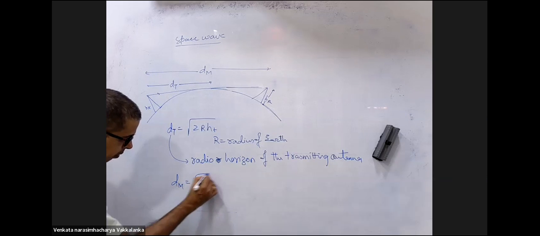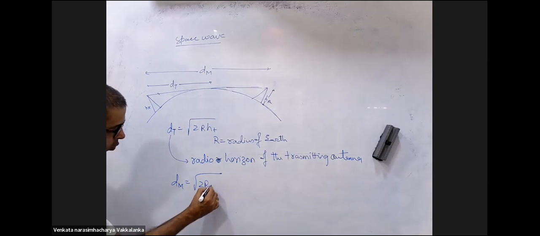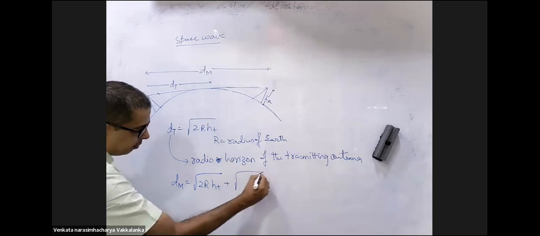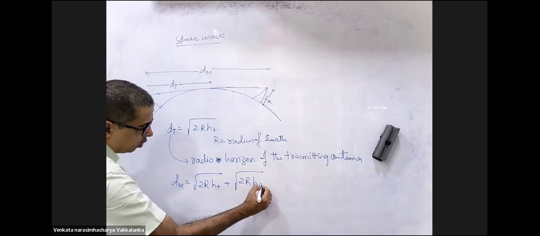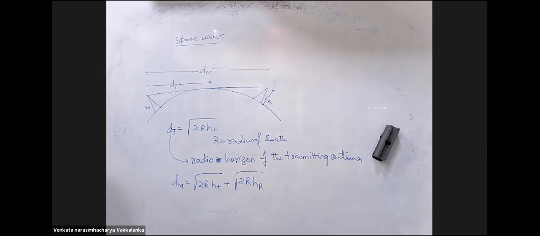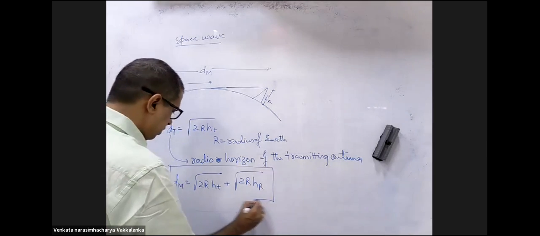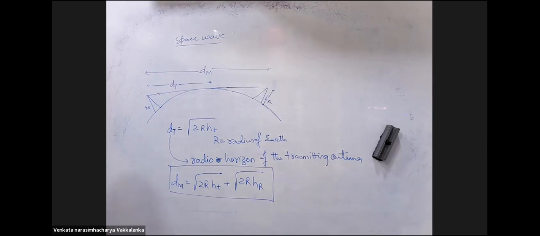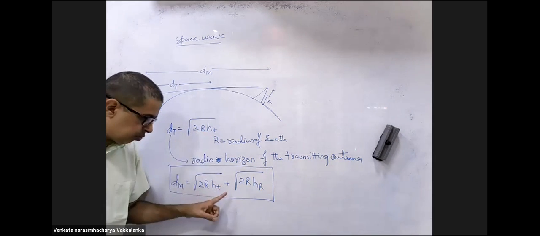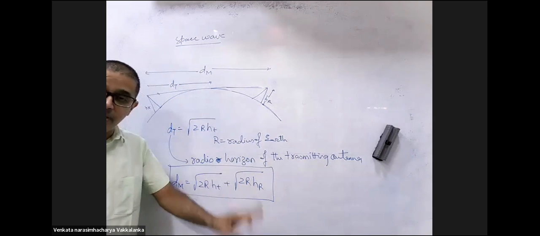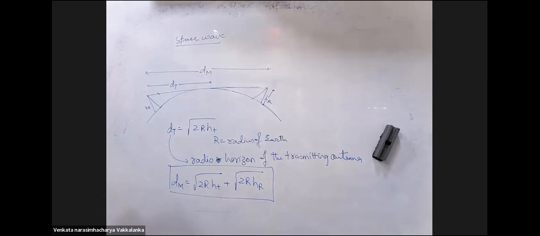dm will be root over 2rht plus root over 2rhr. Direct questions based on this formula and this formula have been asked right from JEE mains till your HSC syllabus.